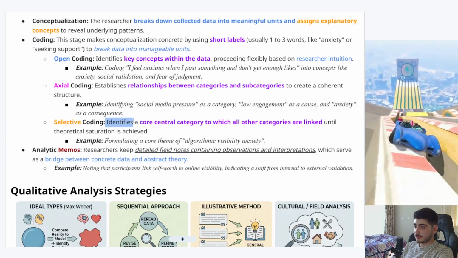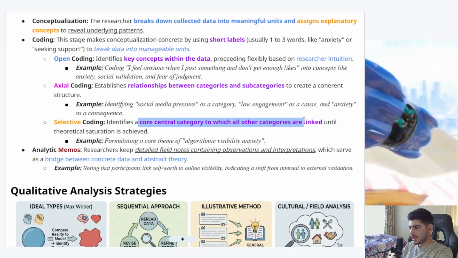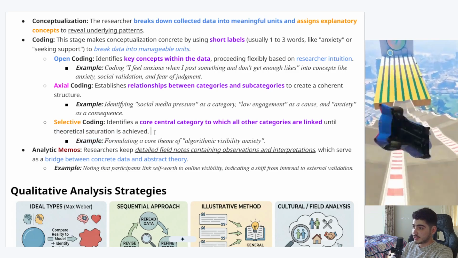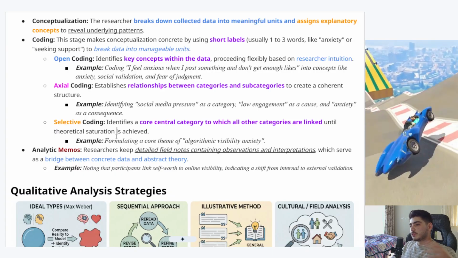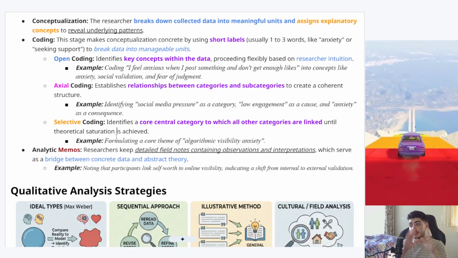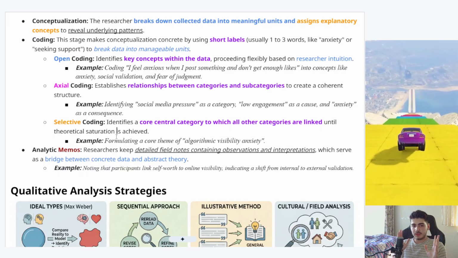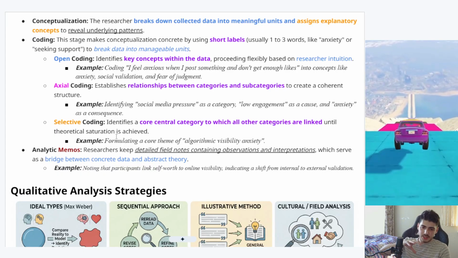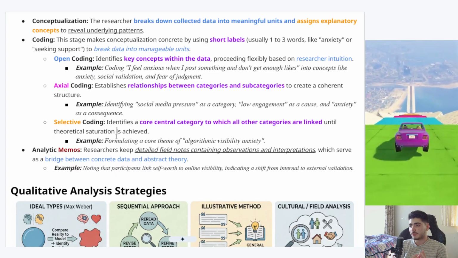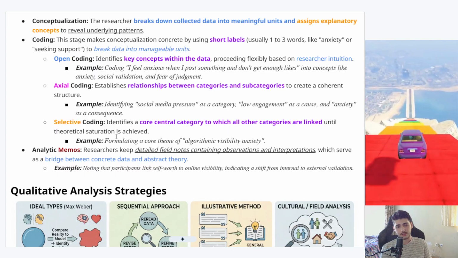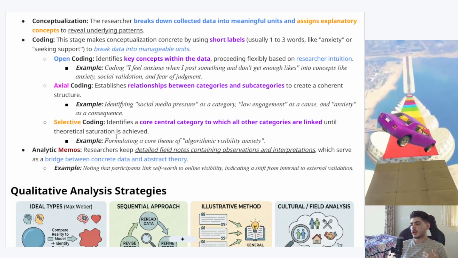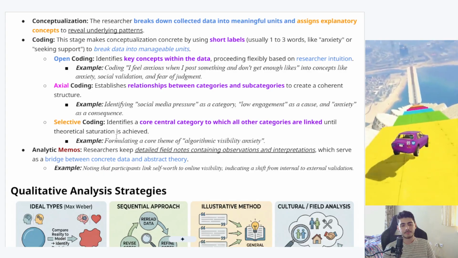Selective coding identifies a core central category to which all other categories are linked until theoretical saturation is achieved. So, throughout all of these connections, you are aiming to create a big theory, okay? This is what it means. You are selectively coding these into one central idea, like algorithmic visibility anxiety. This is a term we call when people are anxious about getting enough likes or not.